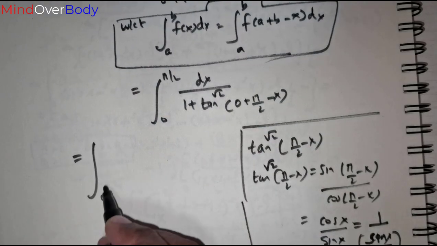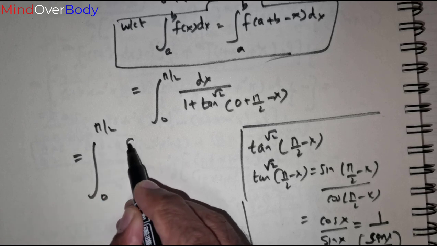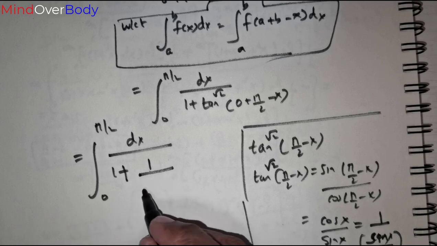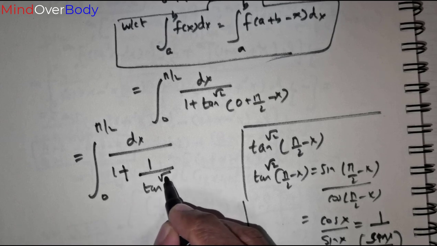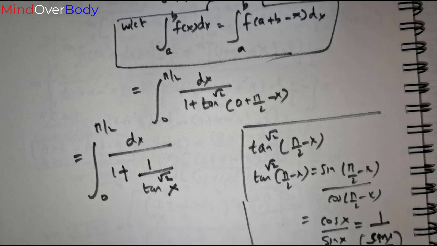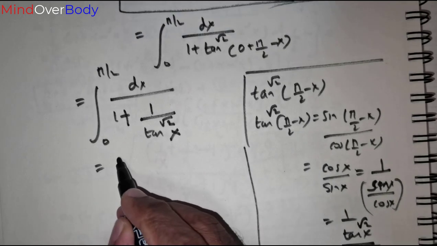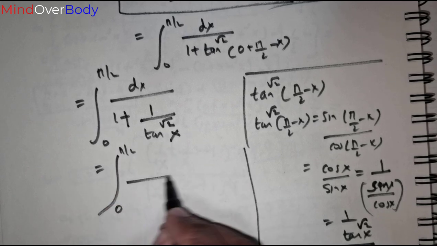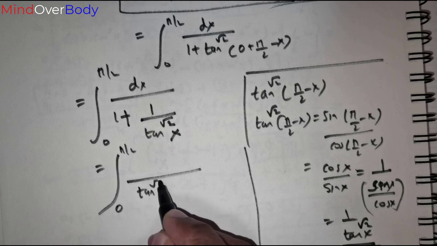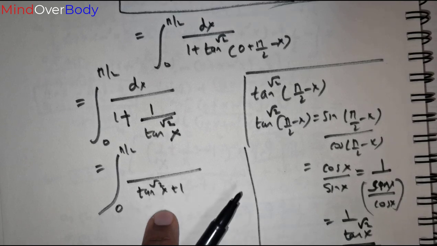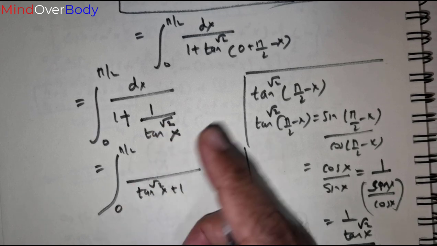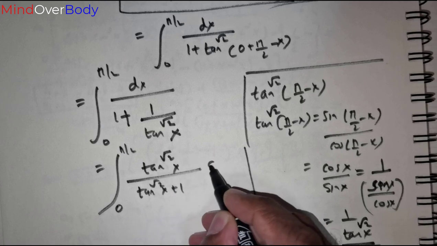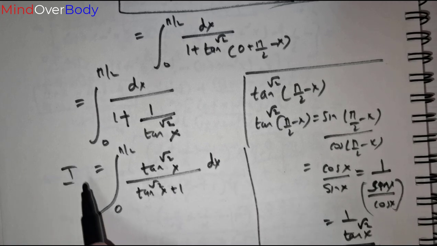So this is equal to the integral from 0 to pi over 2 of dx over 1 plus 1 over tan root of 2 x. So if I were to take the LCM and rewrite this, this is going to be 0 to pi over 2. Taking the LCM in the denominator, I would get tan root of 2x plus 1 divided by tan raised to the power of root 2x. I can flip it. That's going to be tan raised to the power of root 2x times dx. So this is equal to I.